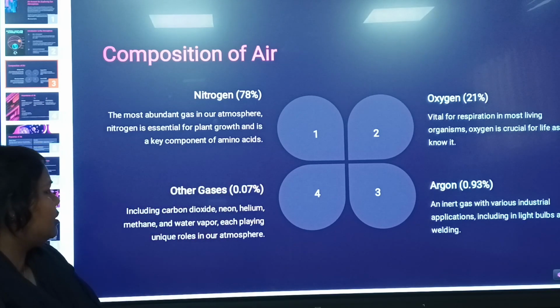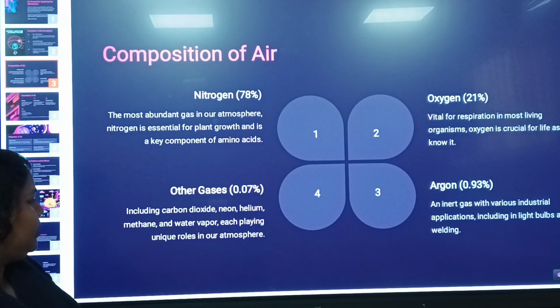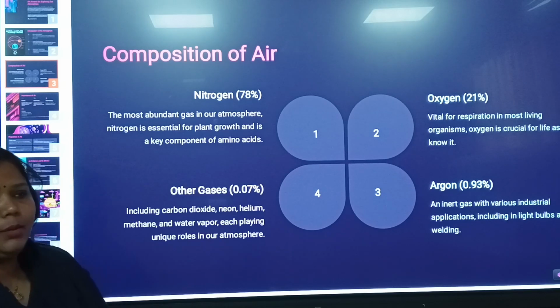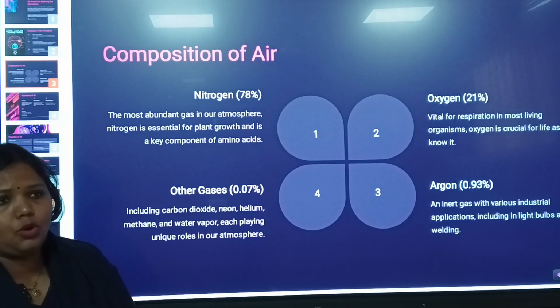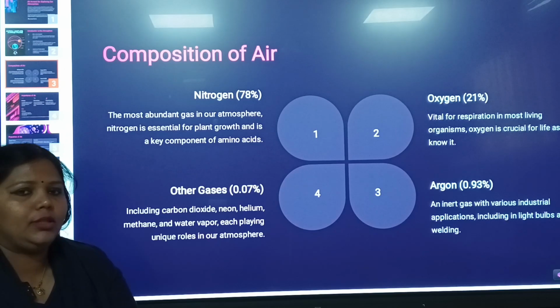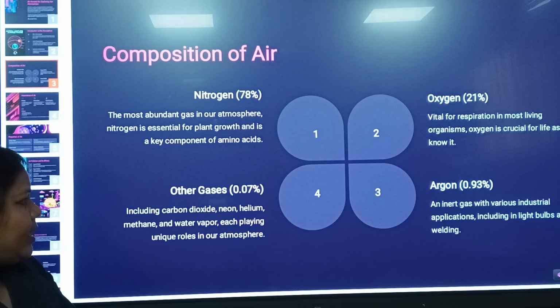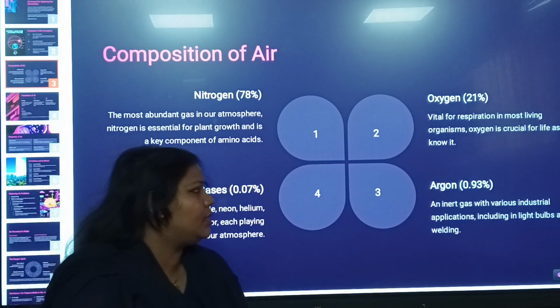Now we come to other gases. Other gases include carbon dioxide, neon, helium, methane, and water vapor, each playing unique roles in the atmosphere. These gases are in rare amounts because they are not very useful for living organisms. So the percentage of other gases is 0.07%. Now comes the argon.